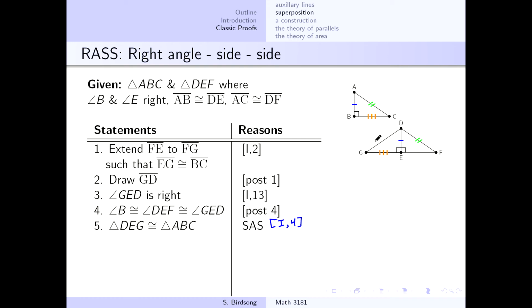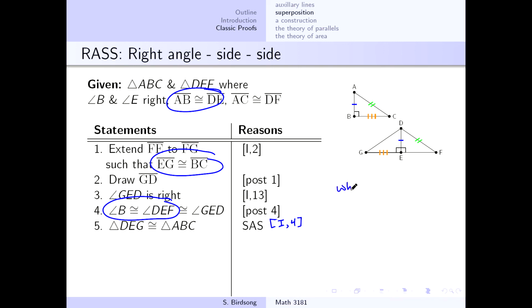Notice where that is. Side angle side: DE is congruent to AB. That's something that we knew already. We just established that the angles at B and E are congruent to each other. There's the angle part. And the second side is the one that we forced: EG and BC are congruent to each other. Okay? So this now tells us that we have a copy of triangle ABC at DEG.